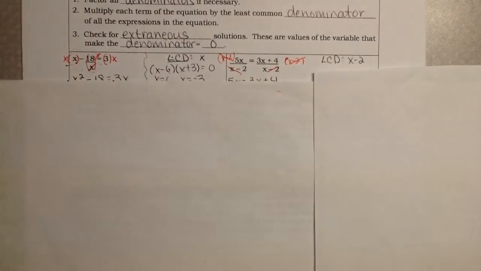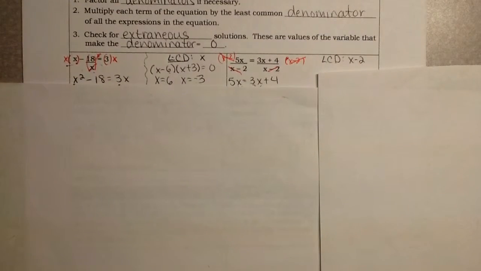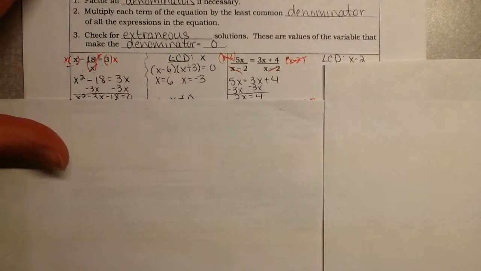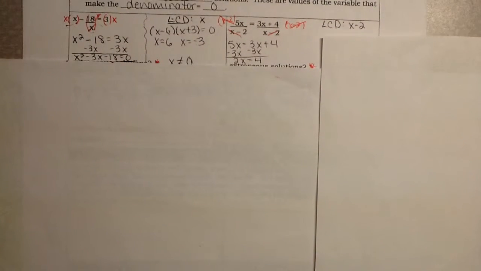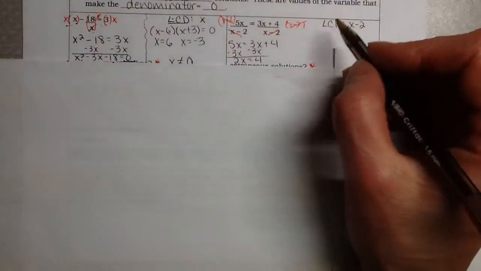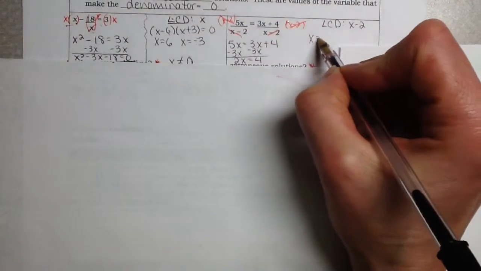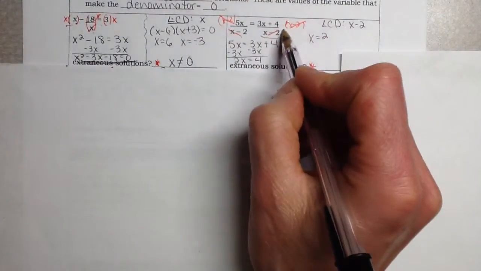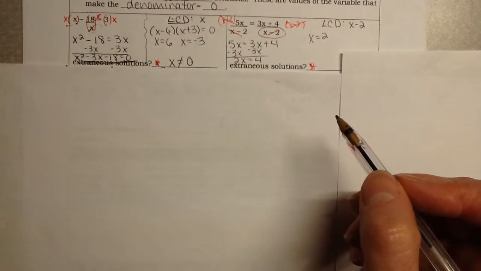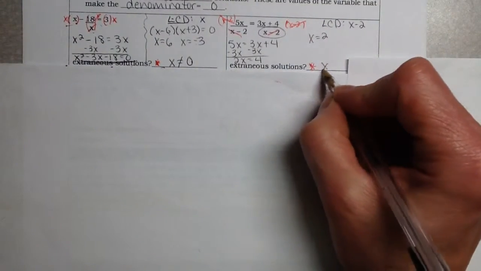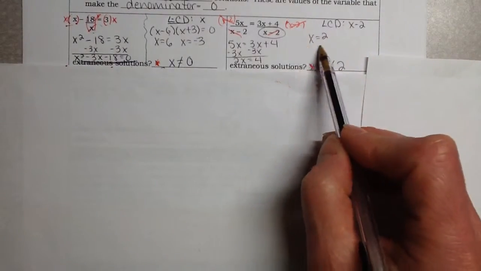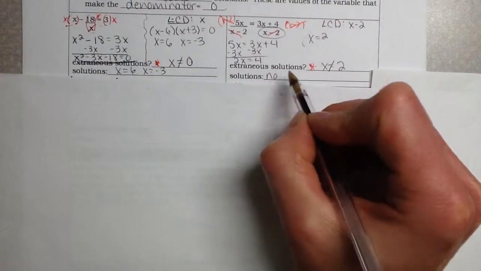So now I have 5x equals 3x plus 4. And then just move the 3x over to the other side. So subtracting 3x from both sides, I end up with 2x equals 4. And dividing by 2, I have x equals 2. Now I have to check for extraneous solutions. So we look at the denominator of the original problem, and here we have x minus 2 equals 0. So we know that x cannot equal 2. All right, and that was my answer. So now we have no solution.